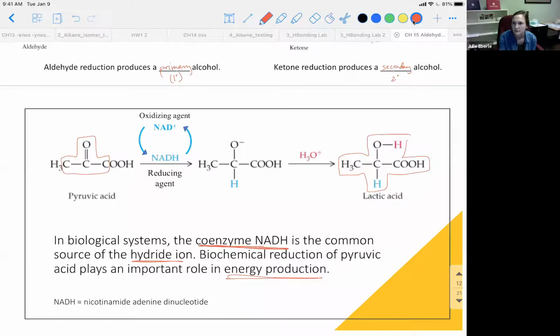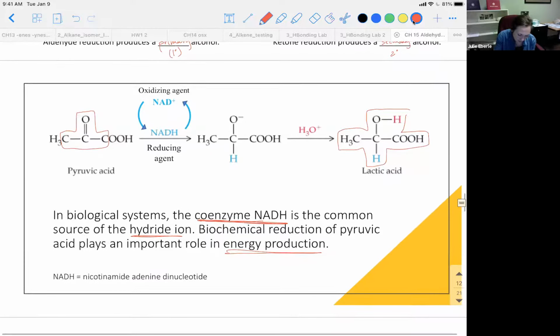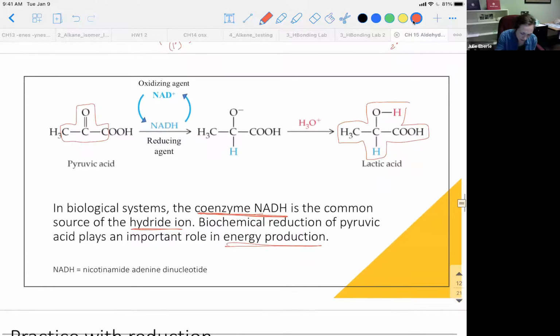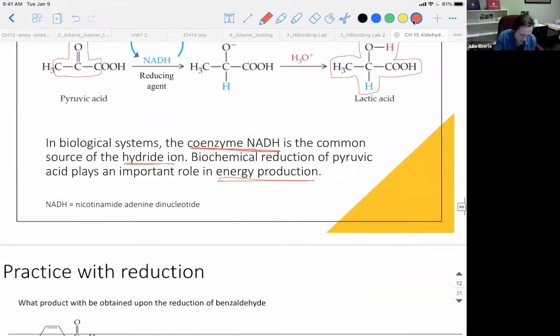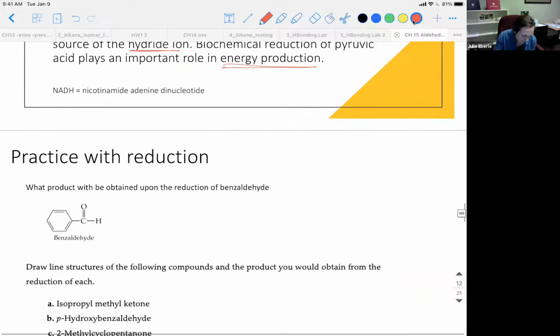Anybody heard of lactic acid before? How do we generate lactic acid when we do a workout? And then your muscles get really sore because of lactic acid. That's where the uncomfortable sore feeling comes from. So anyways, ketone to a secondary alcohol. That's just a real example. We'll look at that later.